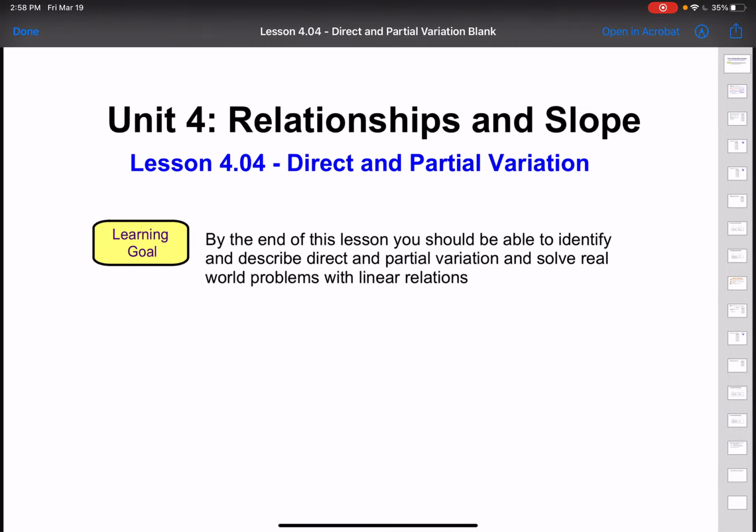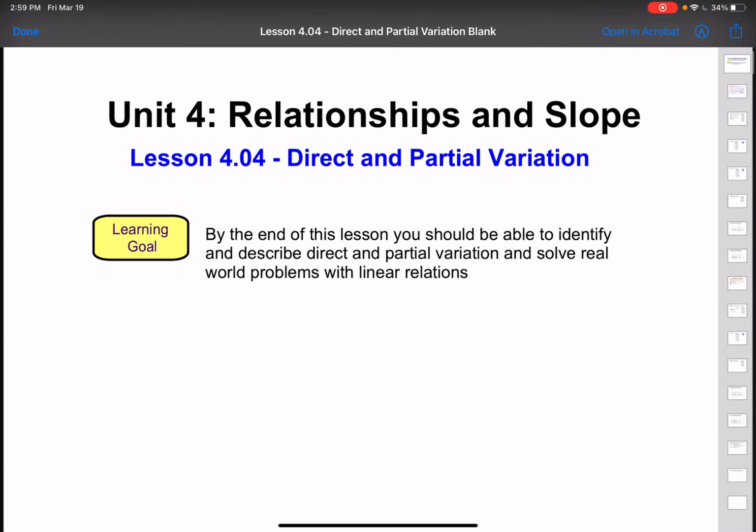Okay, so first of all, we're going through direct and partial variations. By the end of this lesson, you should be able to identify and describe direct and partial variations, so what are they, and solve word problems with linear relations. So that is what we are heading for.